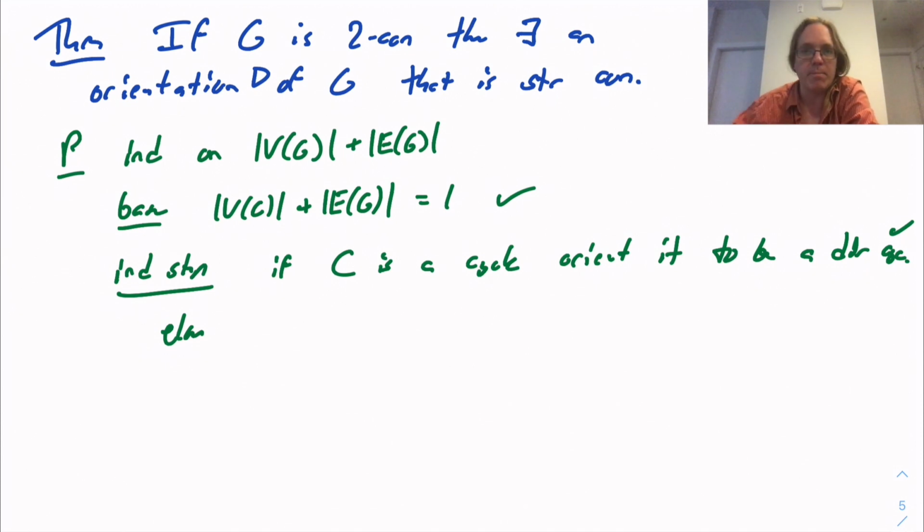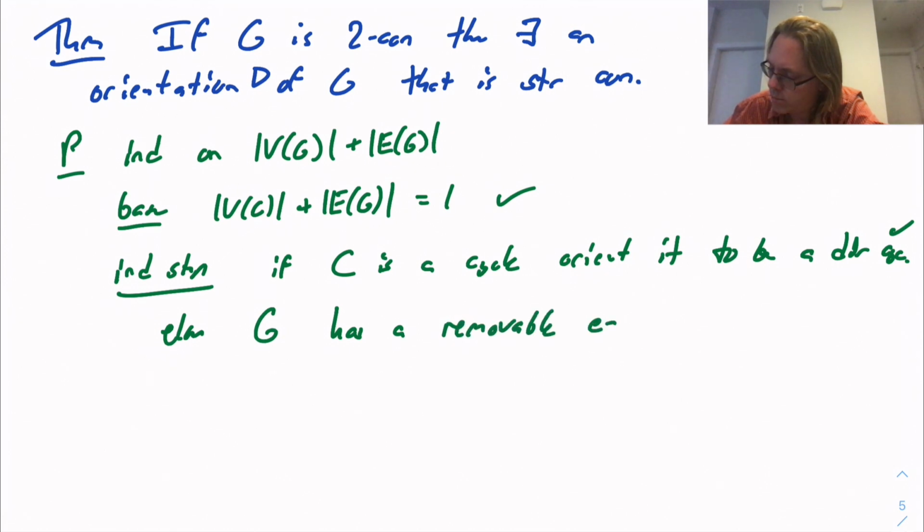Now for the inductive step, again, if you have a cycle C, I'm going to orient it to be a directed cycle. Otherwise, I can choose an ear that can be removed. Each such G has a removable ear. Let's call it P. Now, the graph obtained from G by removing P, I'll call G prime.